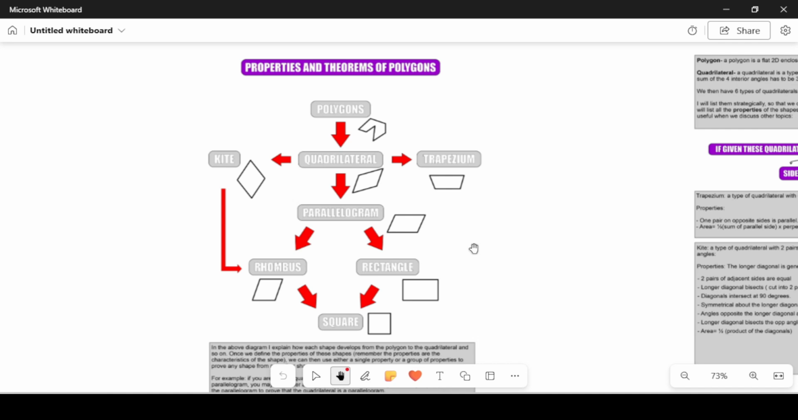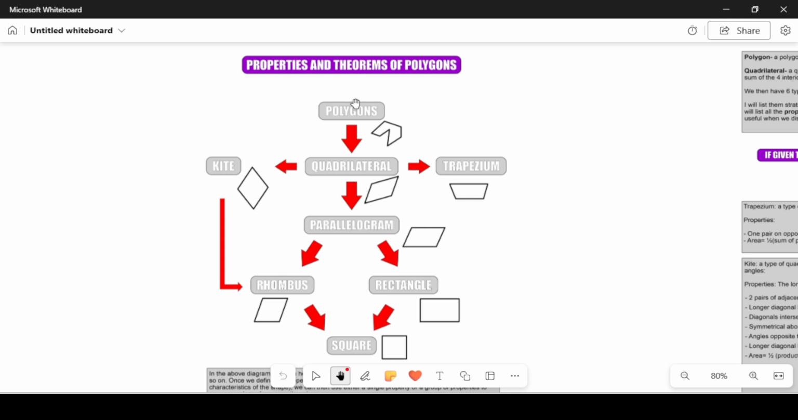Right, so now in this video we're going to talk about polygons. So we've already moved from lines to angles to triangles. Now we will focus on polygons. Now this idea is extremely important. I've extracted this information from a grade 10 book.